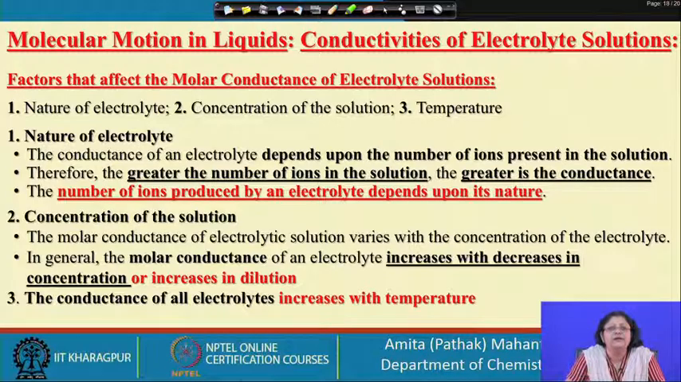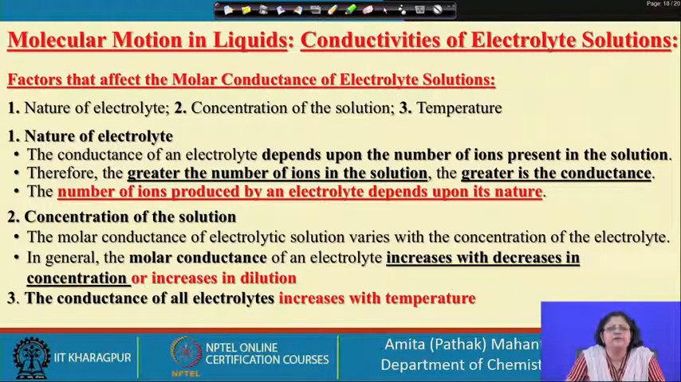Now, with the dependence on concentration, if I have a solute of high concentration, then my molar conductance will be lower. This is the general condition which we have. The more you dilute this electrolyte solution, you will have an increase in the molar conductance.